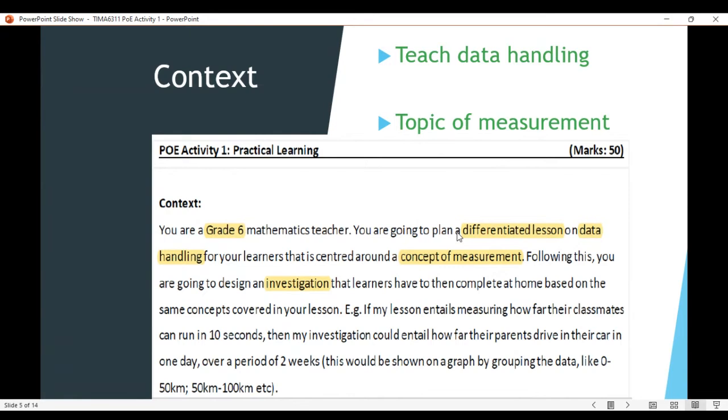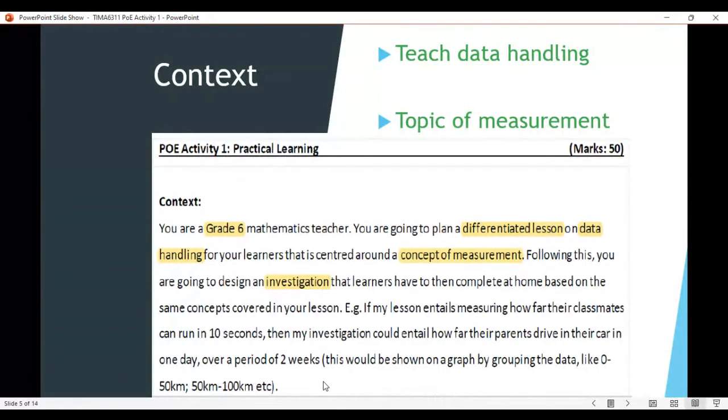After your lesson, you are going to design an investigation that learners have to complete at home based on the same concepts you covered in your lesson. So, if my lesson entails measuring how far their classmates can run in 10 seconds, then my investigation for homework could entail how far their parents drive in their car in one day over a period of 2 weeks. And this should be shown on a graph by grouping the data like 0 to 50, 50 to 100, etc.